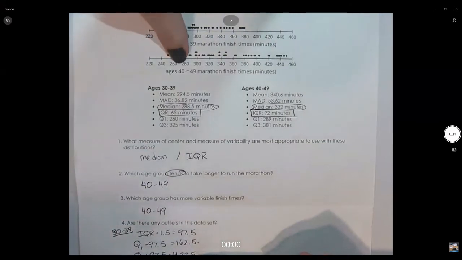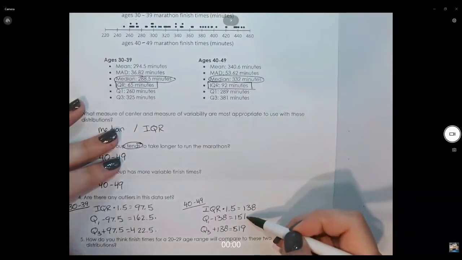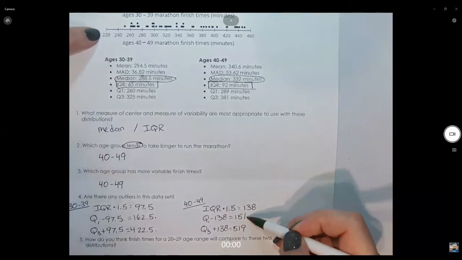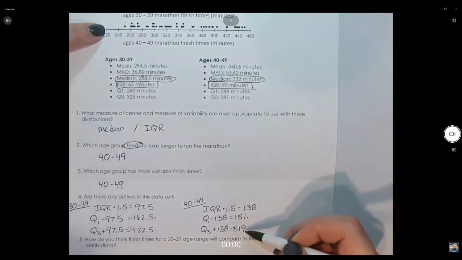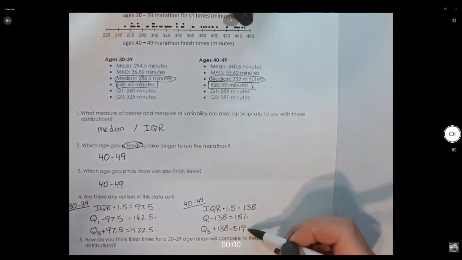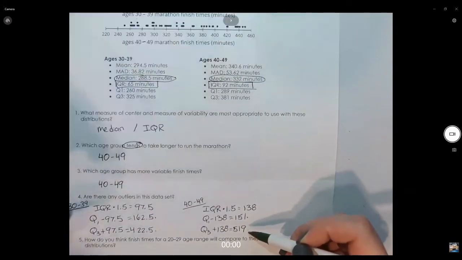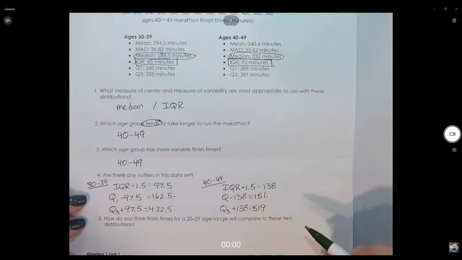Now we can do the same thing for the second data set. So I'm going to go ahead and calculate those, and then we'll compare. I found that my lower end number is 151. I see that there's no number smaller than that, so I don't have any small number outliers. And my high number is 519, and notice I don't have any numbers bigger than that. So there are actually no outliers in either of these data sets.